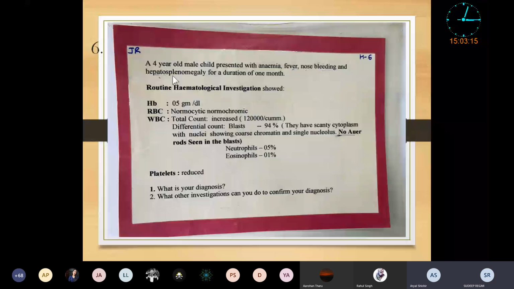A 4-year-old male child presented with anemia, fever, nose bleeding, and hepatosplenomegaly for duration of 1 month. Routine hematological investigation showed hemoglobin 0.5 gram per deciliter, RBC normocytic normochromic, WBC total count is increased, blasts 94%, neutrophils 5%, eosinophils 1%. There are no Auer rods seen in the blast cells. Platelets are reduced. What is the diagnosis then, Sisir?